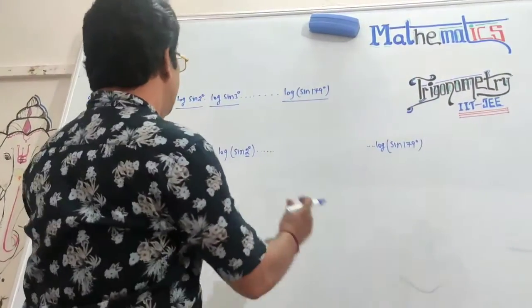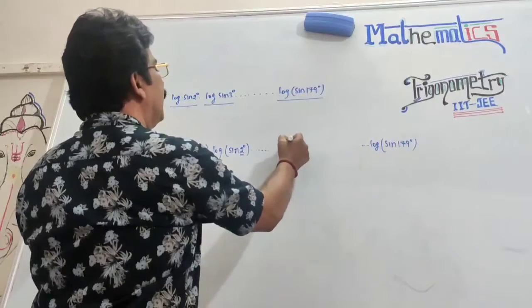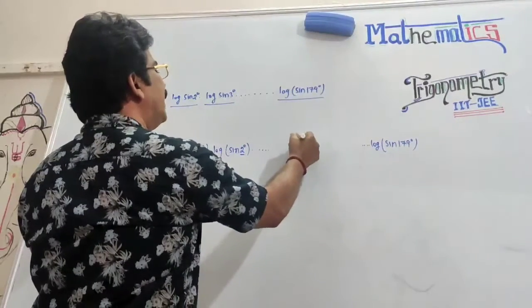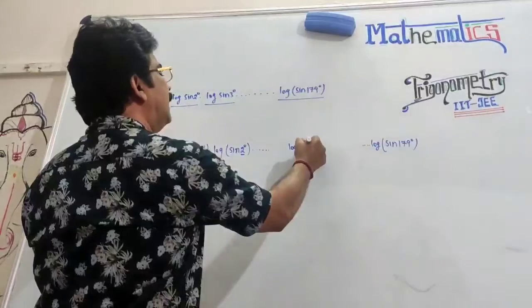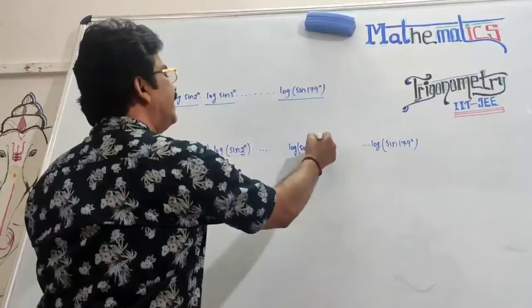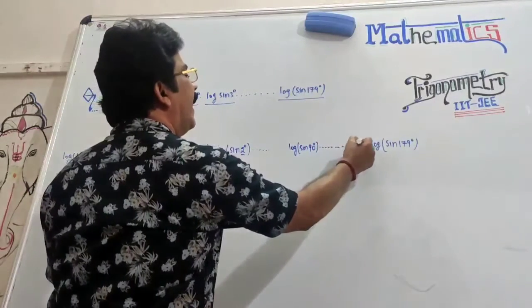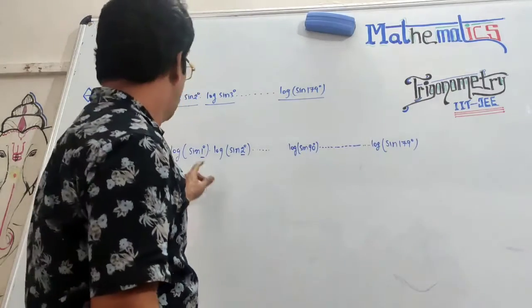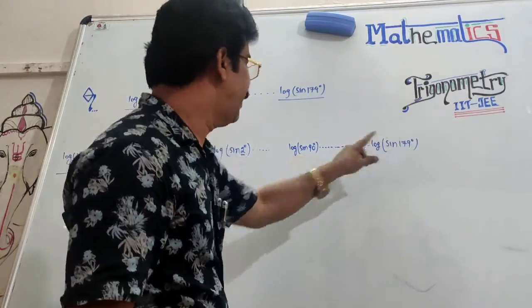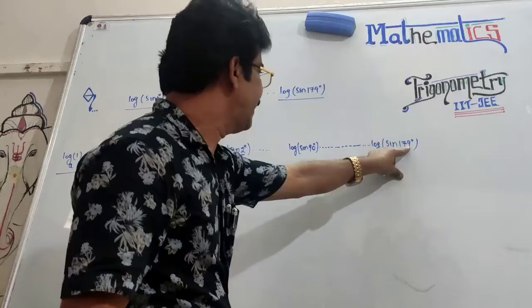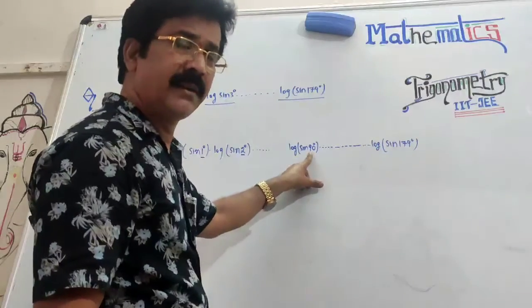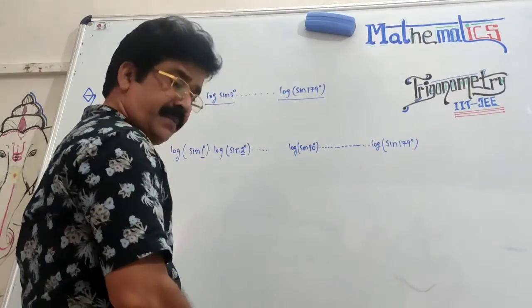In this middle, one value is there. What is that? Logarithm of sine 90 degrees. Am I right or not? Between 1 to 179, 90 is there, right? Right. Now, the problem is over.